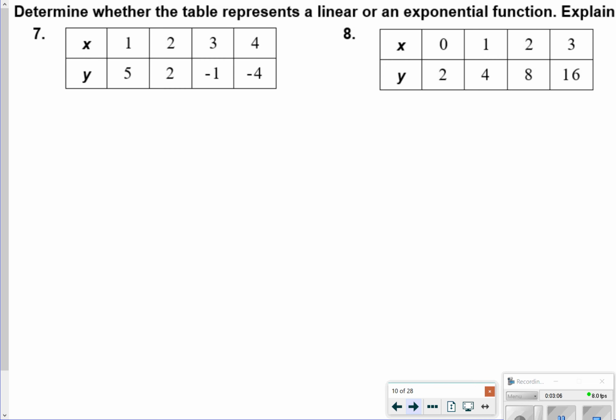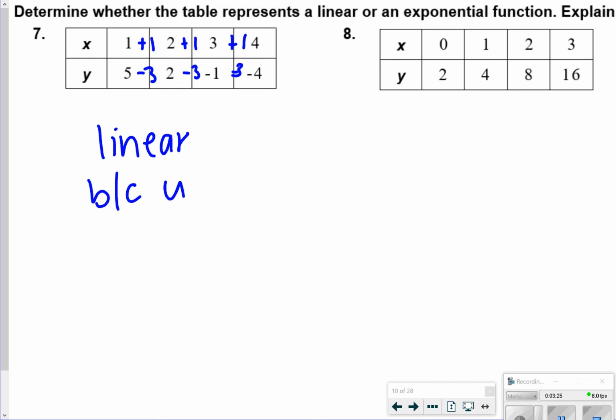For number 7 and 8, we're just going to determine if they are linear or exponential. Notice how in number 7, your x's are increasing by 1, which is still fine, but then your y's are decreasing by 3. So this one would be linear because y is subtracting 3.